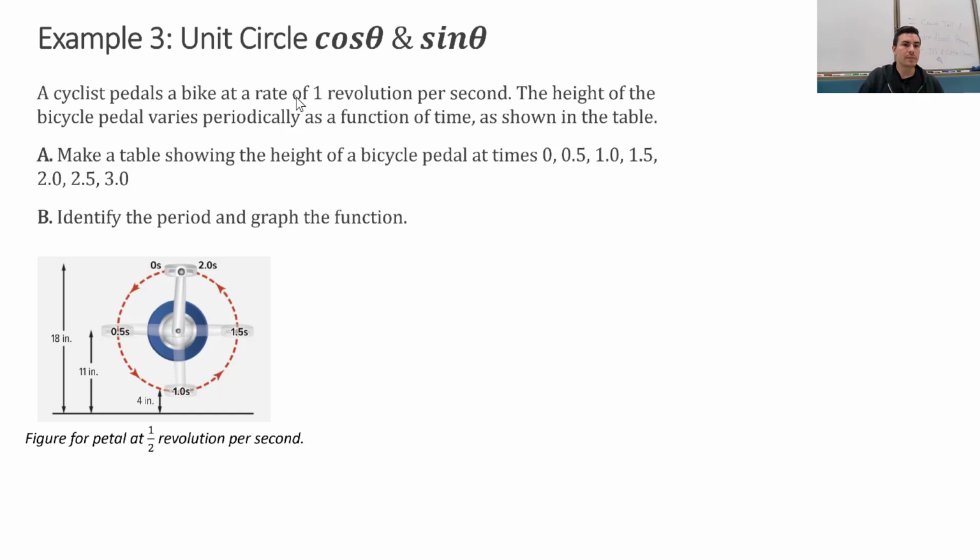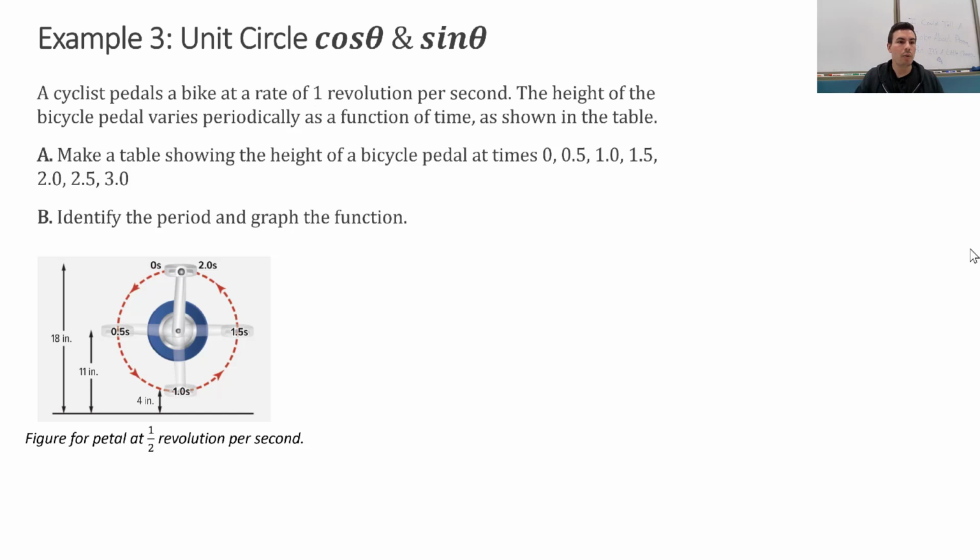So the context of example 3 is 1 revolution per second, so that is actually going to be faster than the example that we have here for our figure. But we need to do a couple things here. We want to make a table showing the height of a bicycle pedal at certain times, every 1/2 second from 0 to 3 seconds. And then we want to identify the period and graph the function.